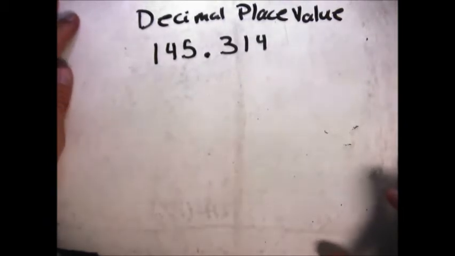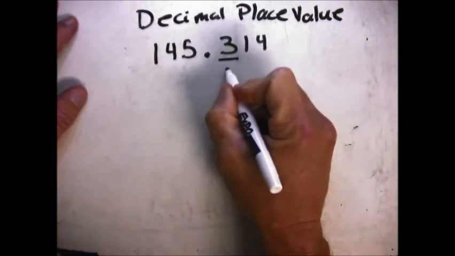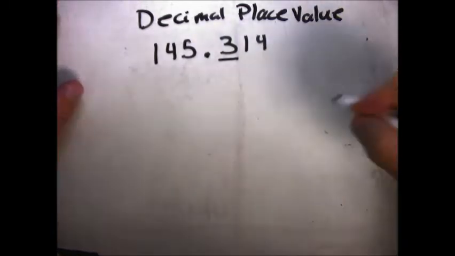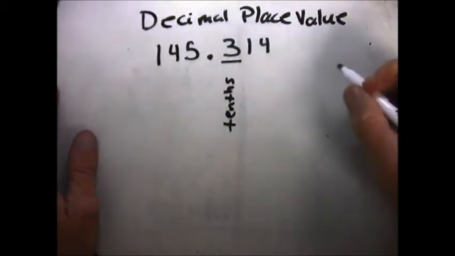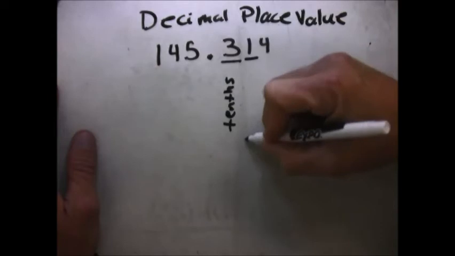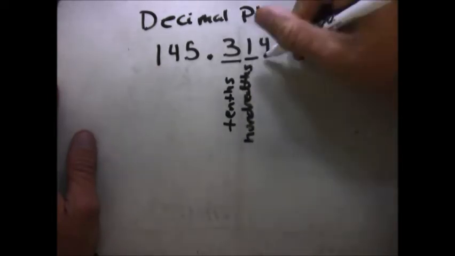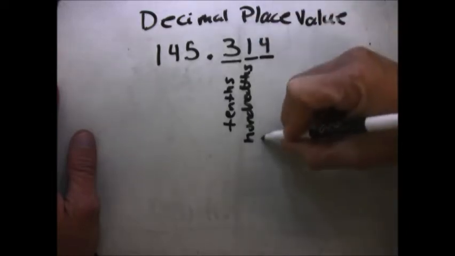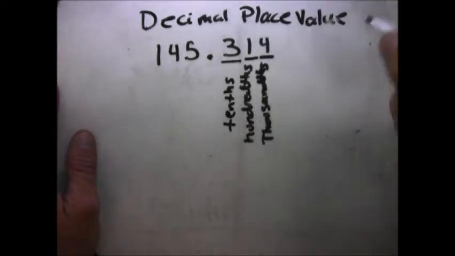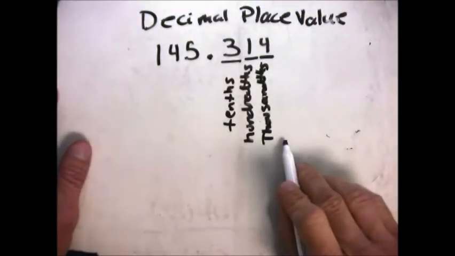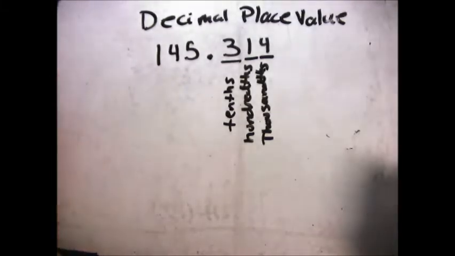So this is 145.314. Remember that the first place value after the decimal is the tenths place. Tenths. There's no such thing as a oneths. Over here, the second place is the hundredths. The next place is the thousandths. And then the next one would be ten-thousandths, hundred-thousandths. Then we go to millionths, ten-millionths, and so on.